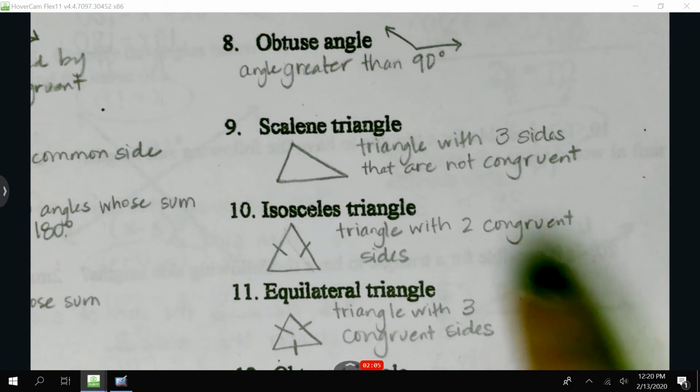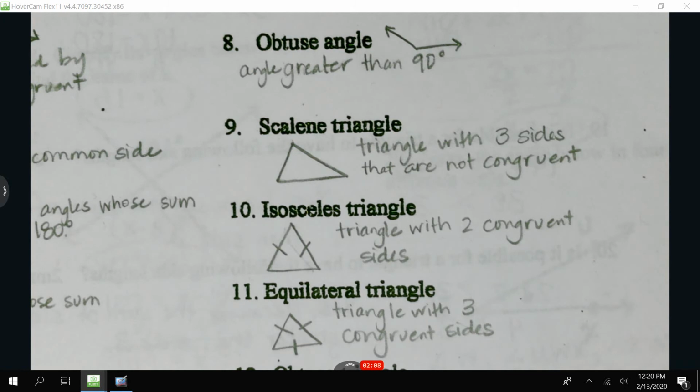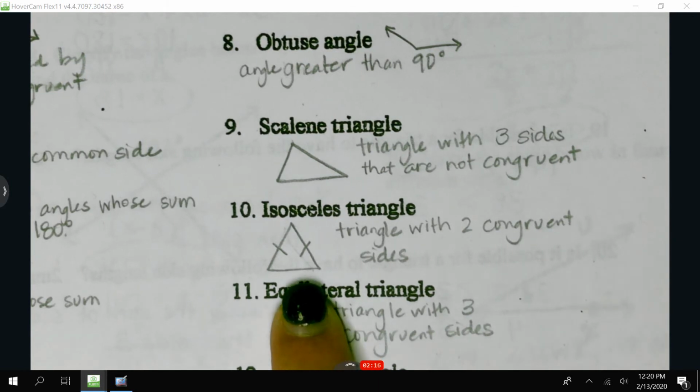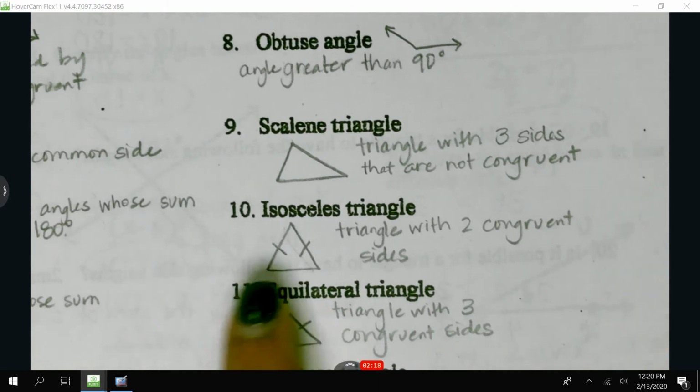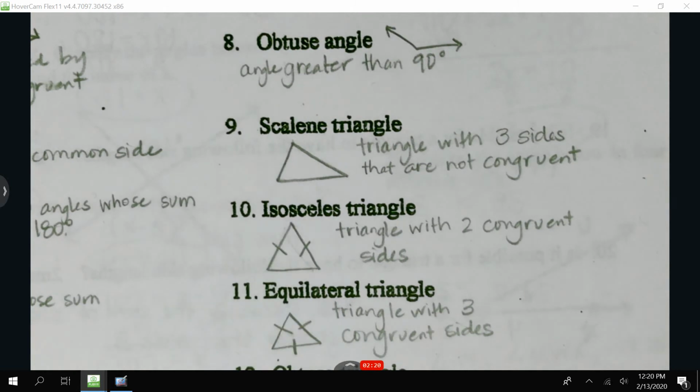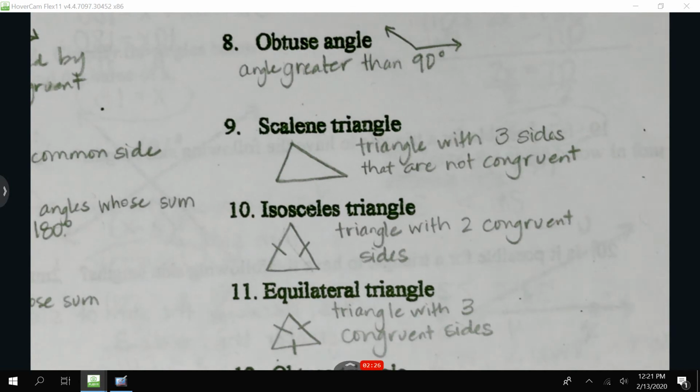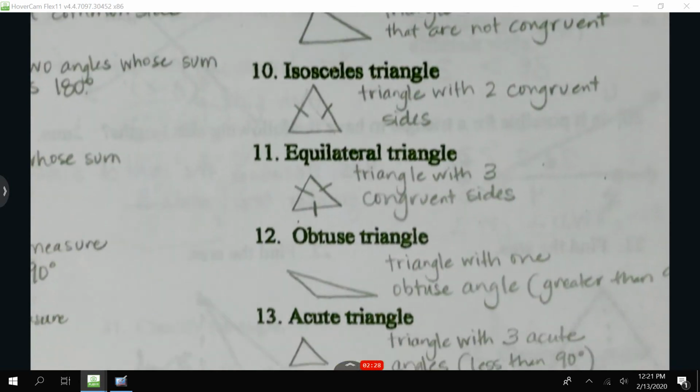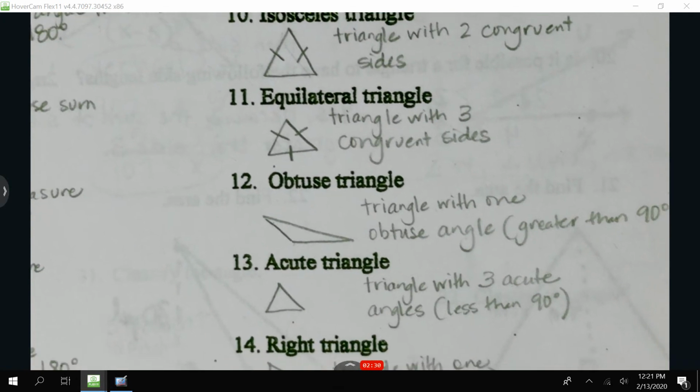A scalene triangle is a triangle with three sides that are not congruent. So like a triangle with 3, 4, and 5 as your side lengths. So none of them are the same. An isosceles triangle has 2 of the sides that are the same. So that's why you put those little marks on there. And then an equilateral, all 3 sides are equal. All 3 sides are the same. So they all have one little tick mark on them.